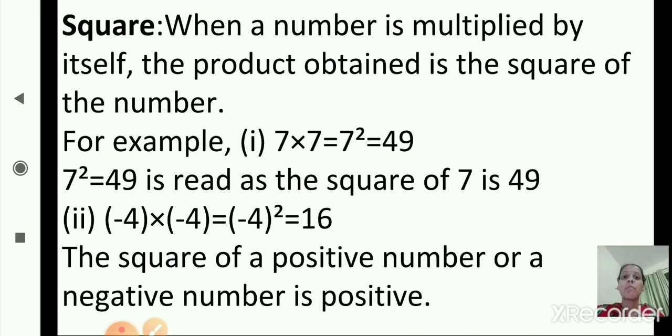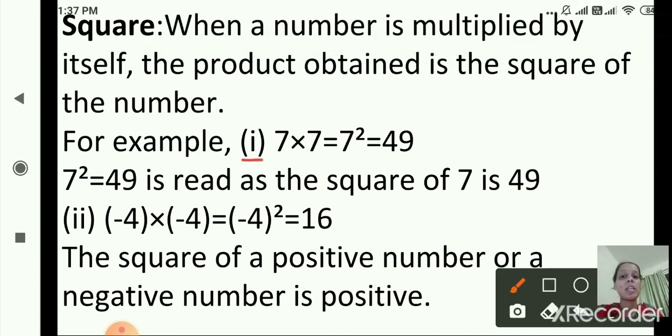Now, what is the meaning of square? Square means when a number is multiplied by itself, the product obtained is the square of the number. For example, first example, 7 multiplied by 7, that is 49, is the square of the number. So what is 7 square? 7 square is 49, 7 multiplied by 7.